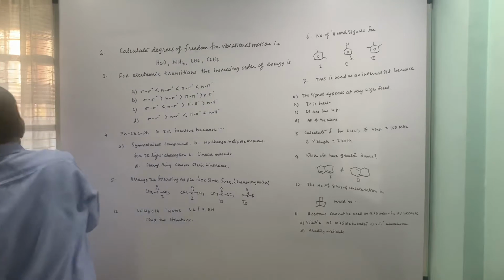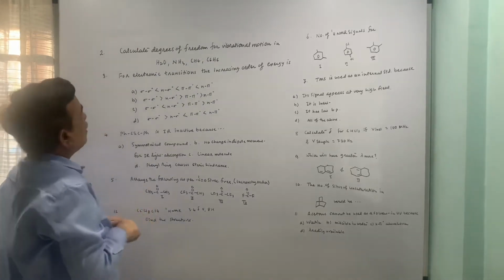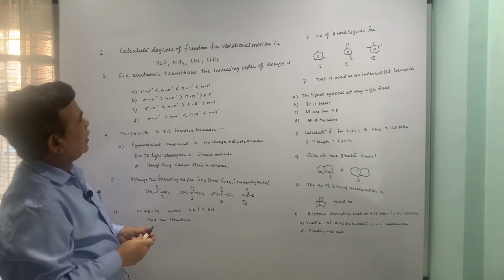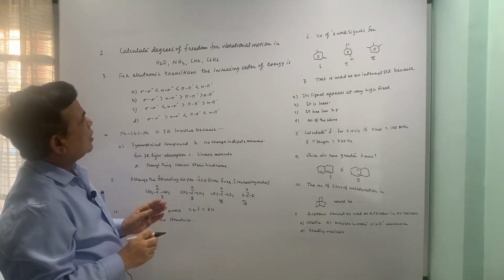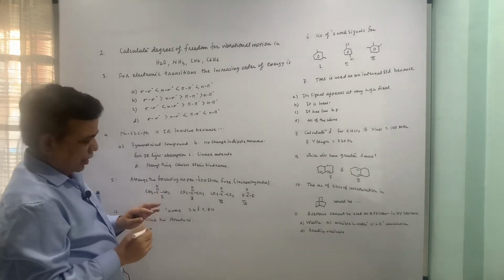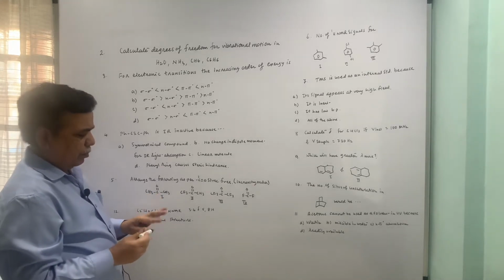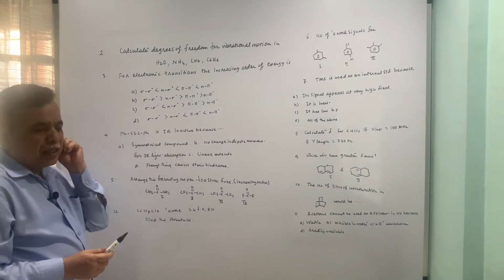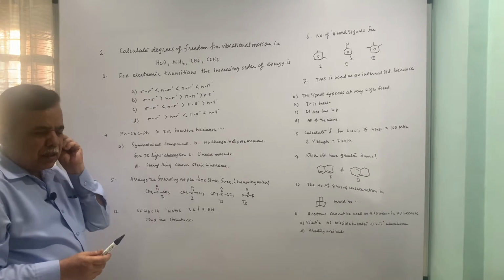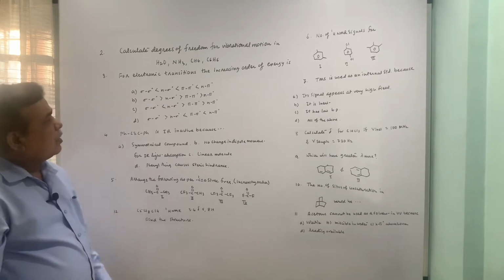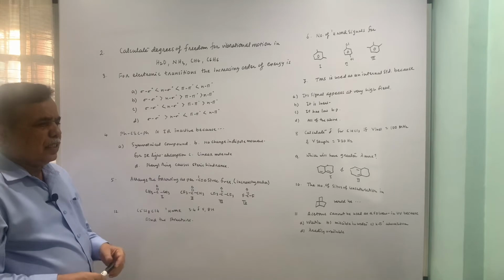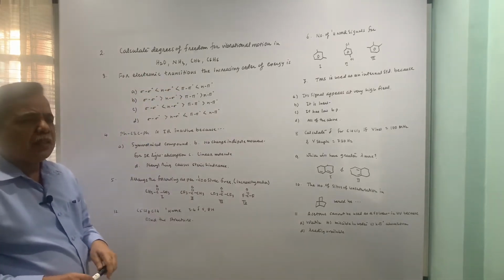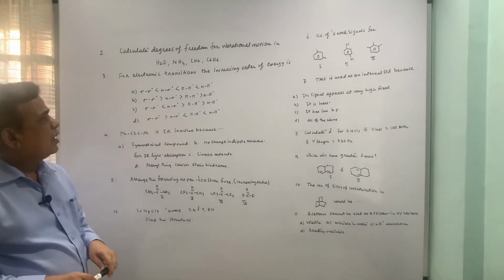Now the second one: calculate degrees of freedom for vibrational motion in water, ammonia, CH4 and C6H6. These are all non-linear molecules. So 3n minus 6 degrees of freedom would be there. If it is linear, then it will be 3n minus 5. n is the number of atoms making up the molecule.